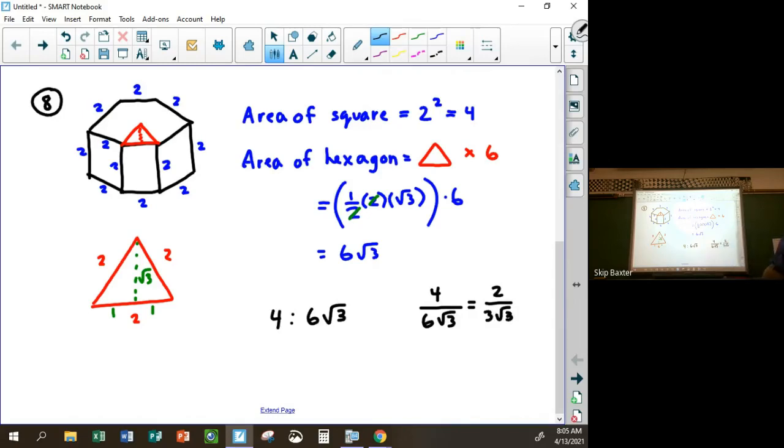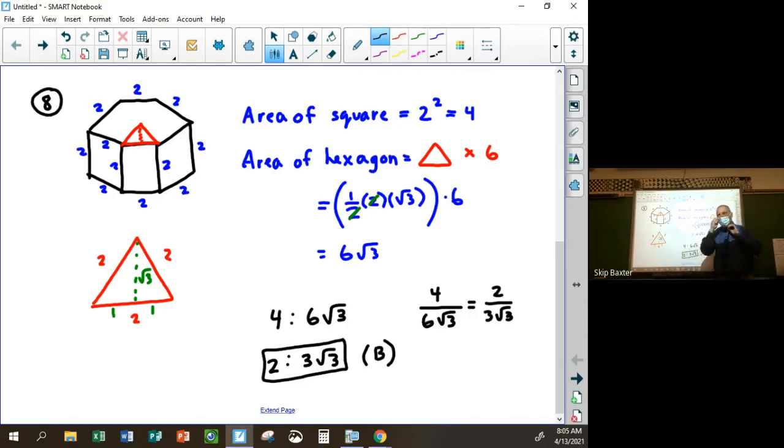And that's actually one of the choices, 2 over 3 radical 3. They wrote it as 2 to 3 radical 3. They wrote it that way. And that's the answer. It's choice B. This is multiple choice. Everybody understand that? Okay. Any other questions on that homework?